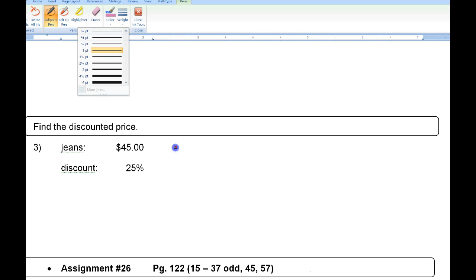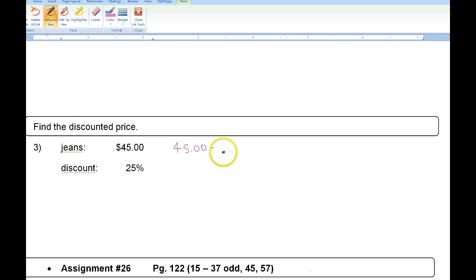So $45 minus $45 times the rate. What's 25% turn into? 0.25. You don't need a 0 this time.